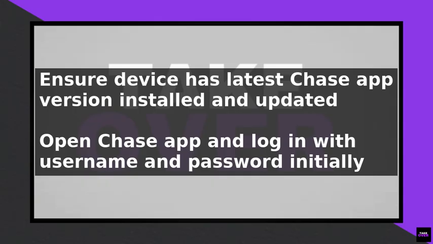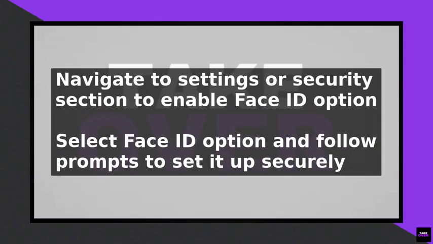Next, open the Chase app and log in with your username and password. Once you are logged in, navigate to the Settings or Security section of the app. The exact location may vary depending on the app version, but it is usually found at the top right or left corner of the screen.